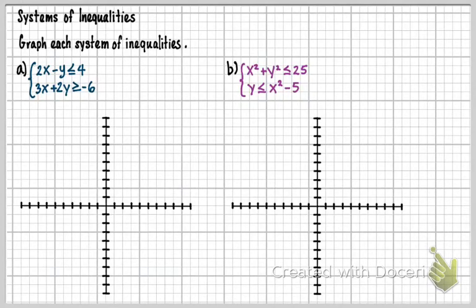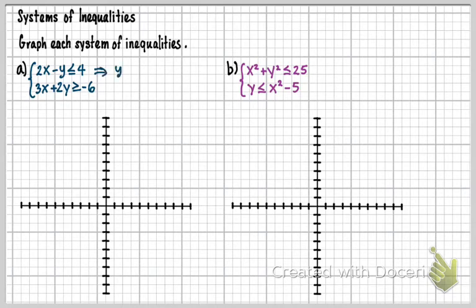Graph each system of inequalities. So A says 2x minus y is less than or equal to 4, and the other inequality is 3x plus 2y is greater than or equal to negative 6. I'm just going to write these in slope-intercept form, and I just want to talk about the boundaries of these. Now again, this says equal to, so that means the line is going to be a solid line for these.